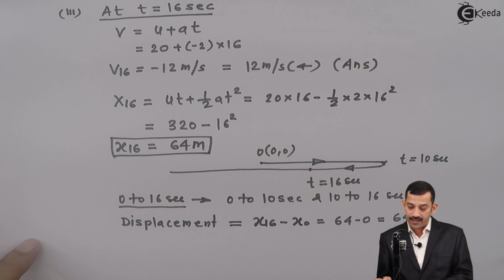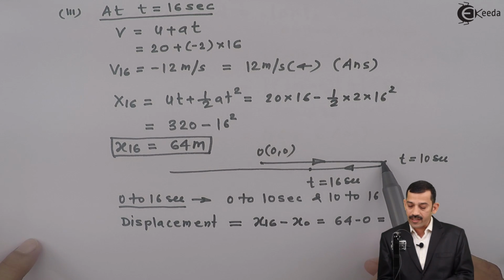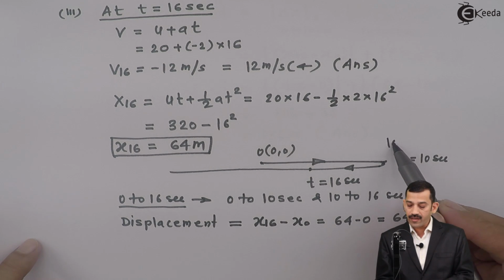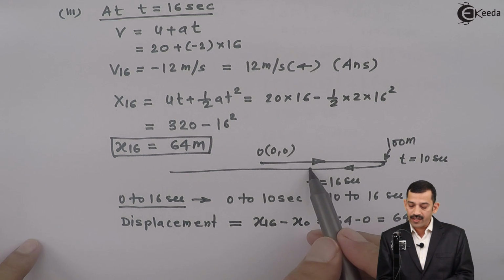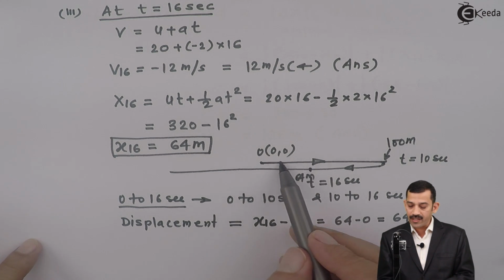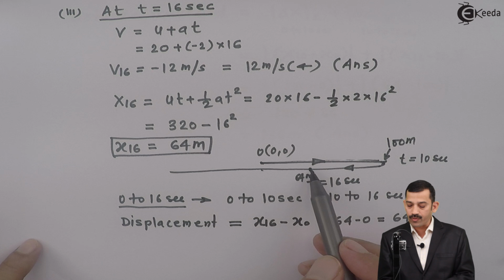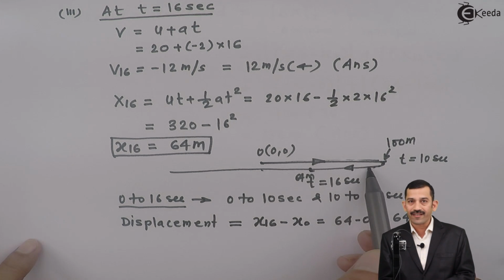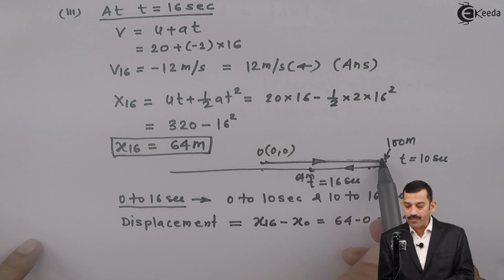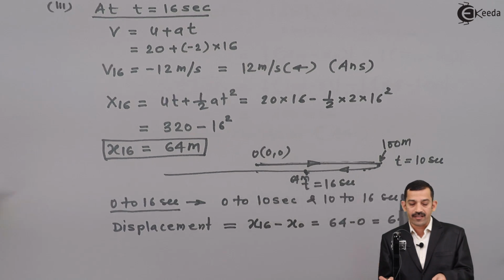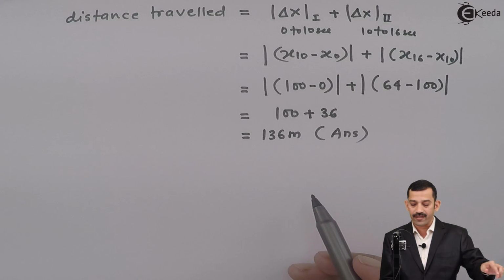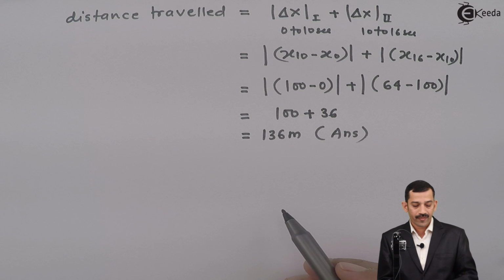Or, in the previous slide, just see 0 to 10 seconds. Here the coordinate at this position is 100, and at this position it is 64 meters. That means this distance is 100, this is 64, and the remaining becomes 36. That means 100 plus 36, final answer 136 meters.